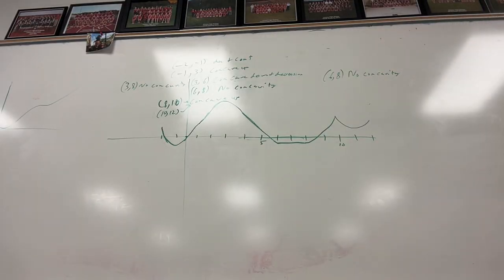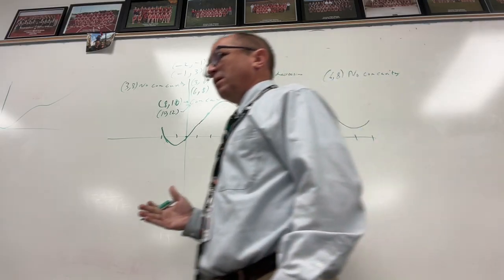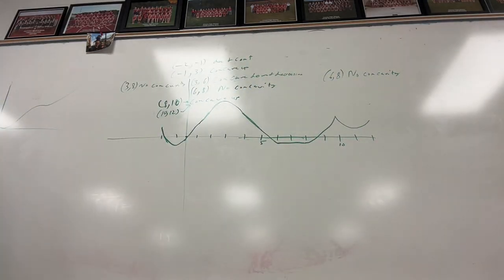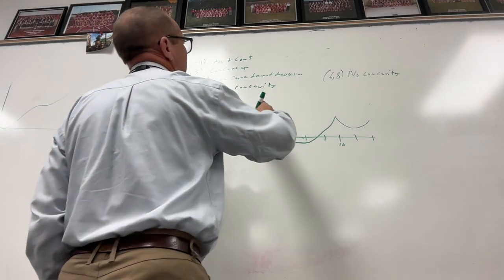So because the graph is horizontal, that means that the rate of change is constant. And if the rate of change is constant, then there is no concavity. So having said that just then, is there something else you can tell me? Okay. 4 to 5 is also going to be no concavity.